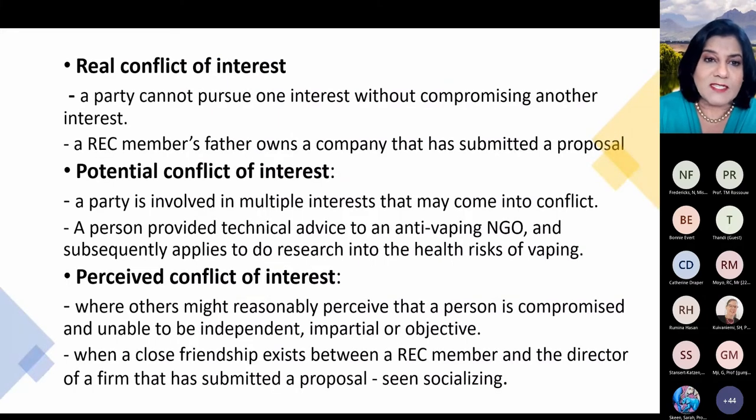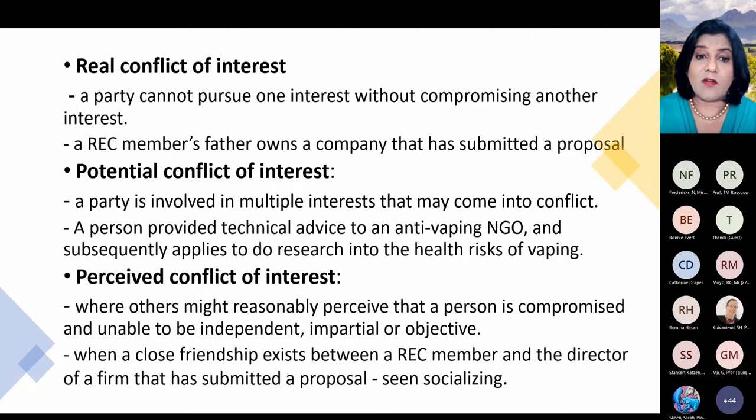And then, of course, conflicts may be real, potential, or perceived. So there is a level of nuance associated with understanding conflicts at various levels. And real conflicts arise when we cannot really pursue one interest without compromising another. A typical example would be a research ethics committee member whose father owns a company and has submitted a proposal to that research ethics committee where this particular member serves.